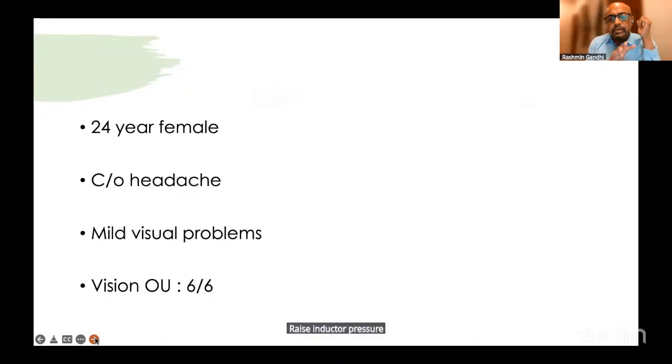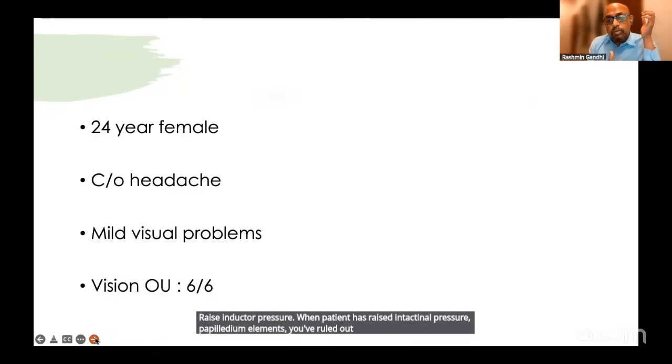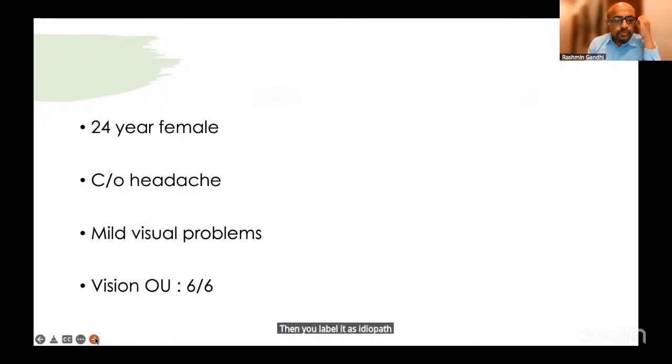When patient has raised intracranial pressure, papilledema, and when you have ruled out the cause, or if you don't know what the cause is, then you label it as idiopathic intracranial hypertension. Now, what is our role apart from diagnosis? So this signifies a major role in these patients.